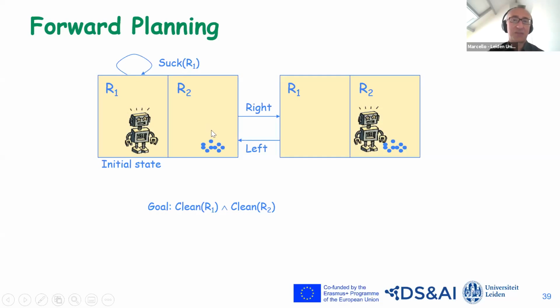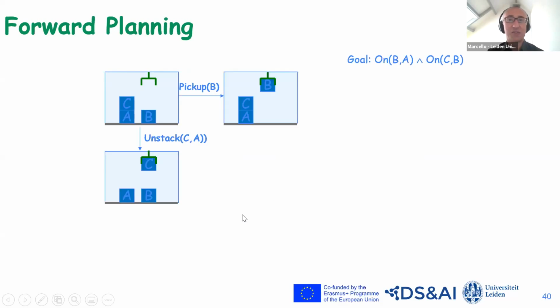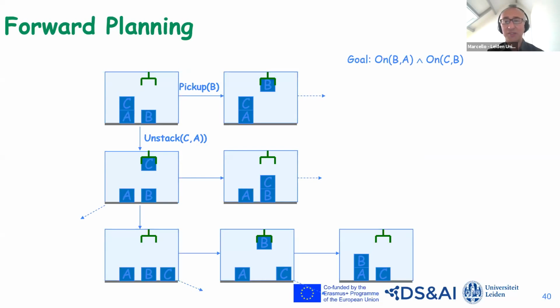You can go back to room 1. You can just clean room 2 and so forth. So this is a simple graph. Now you have to plan your action towards the goal being this one. And yeah, you can do this forward planning with all the actions.